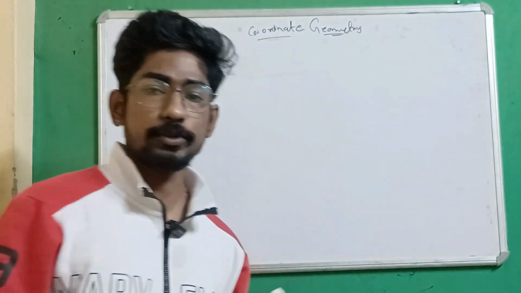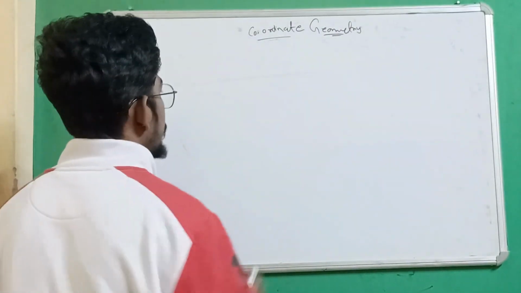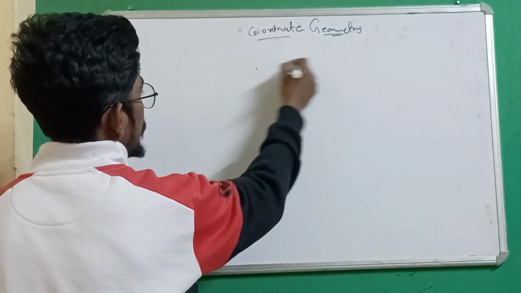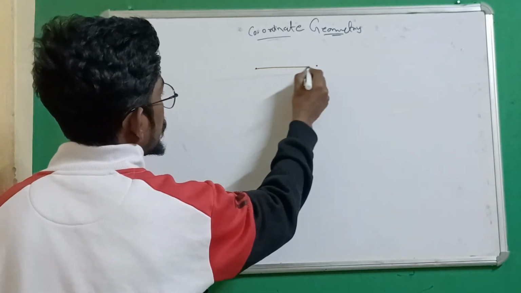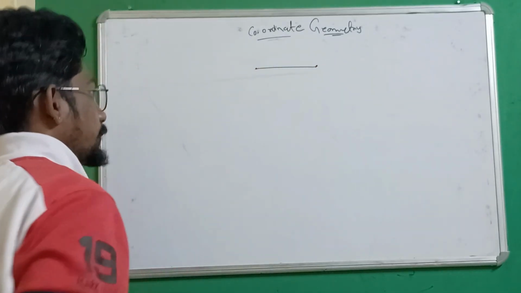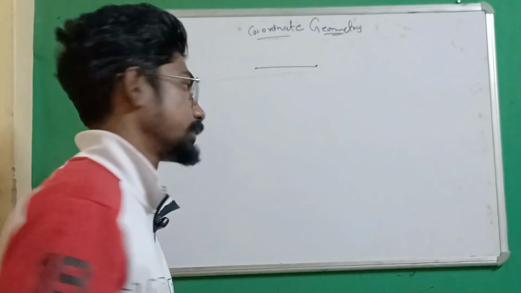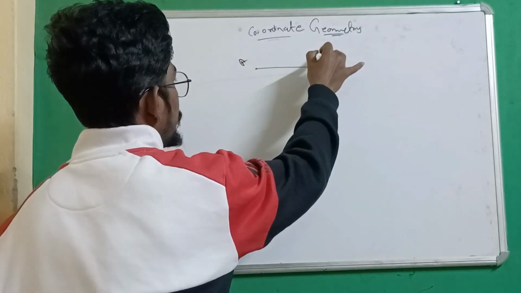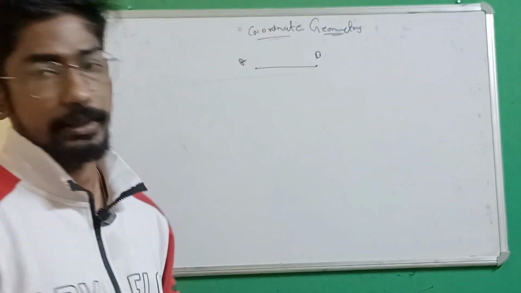Okay, the next portion of coordinate geometry is straight line. What is a straight line? If we combine 2 points, we will get a straight line. The 2 points are A and B. If we combine these two, we will get a straight line, right?